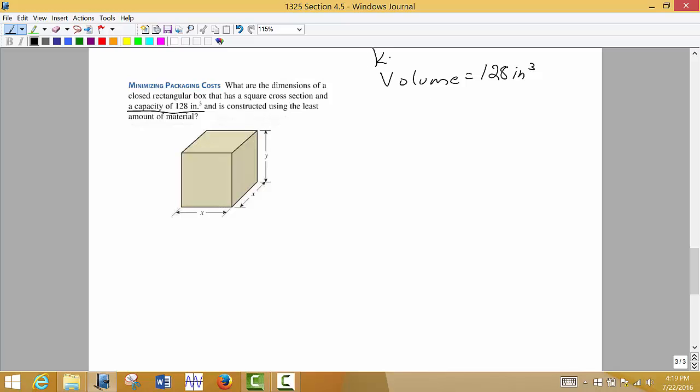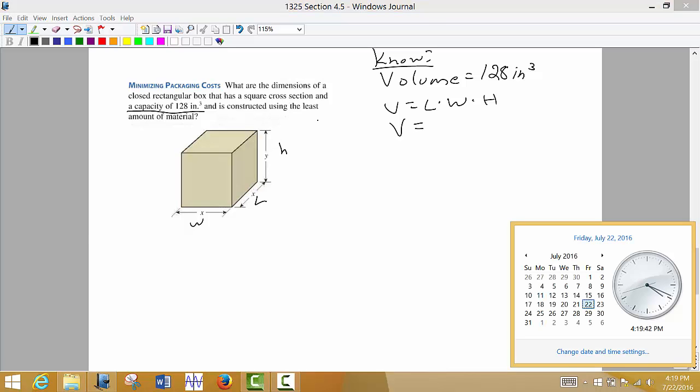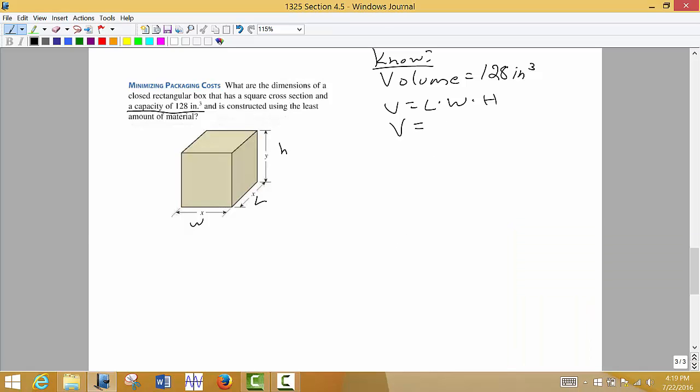Okay, what do we know here? We know that volume is length times width times height. And we're given in the picture that the width of the box is x, the length of the box is also x, and the height of the box is y. So we already have an equation that we're working with here. Let's just review one little thing.